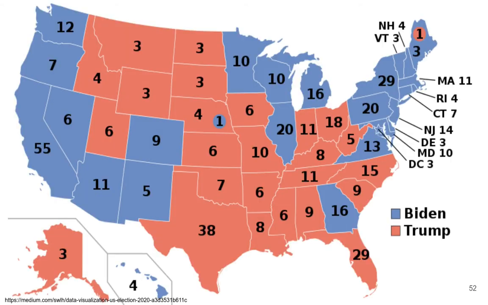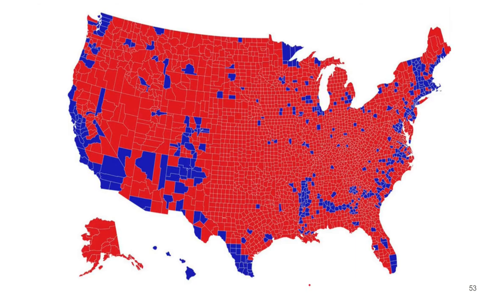So this is an electoral vote map of the last election, Biden-Trump. And it's mapped out at the state scale, except for Nebraska and Maine. Mapped out at the state scale, it's blue and red, right? And here's the source for that. So here is another blue and red map. This one is at the county scale.